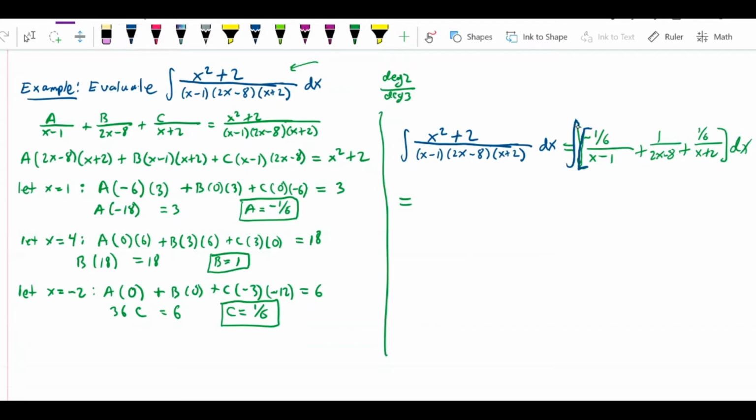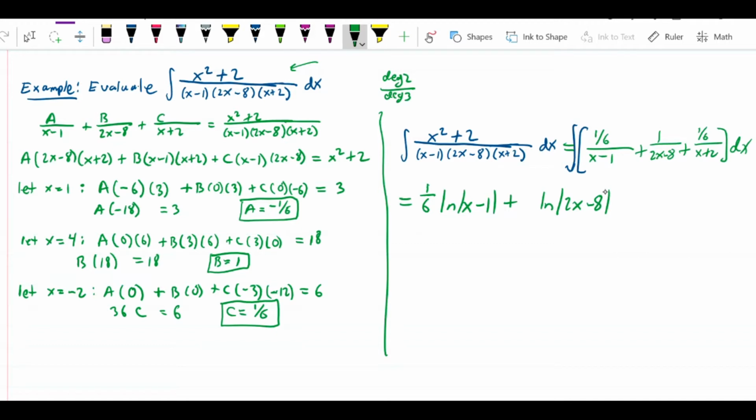Let's write this a little bit neater. Integral sign, bracket. Sorry about the color change there. So what we have is an integral that's just going to be the integral of the sum of 3 very simple fractions. So this is going to be 1/6 ln of x minus 1 plus, and this is what many people are going to rewrite and say, oh, I have 1 over 2x minus 8, so surely that's just equal to ln of 2x minus 8. And they would be wrong.